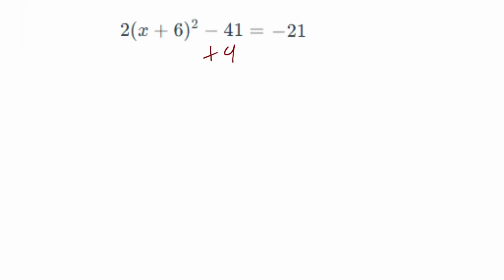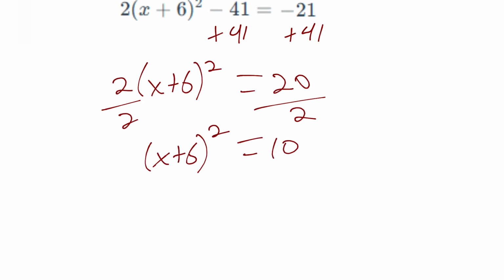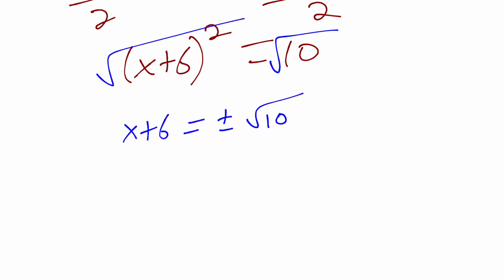Sometimes, however, if you try this method, you'll run into a situation like this. Once you get the square part by itself, you don't have a perfect square on the right. That doesn't mean that you have to stop and use another method. Here's what you do instead. You just leave it as the square root of 10. Because you can't simplify it, you just write plus minus root 10.